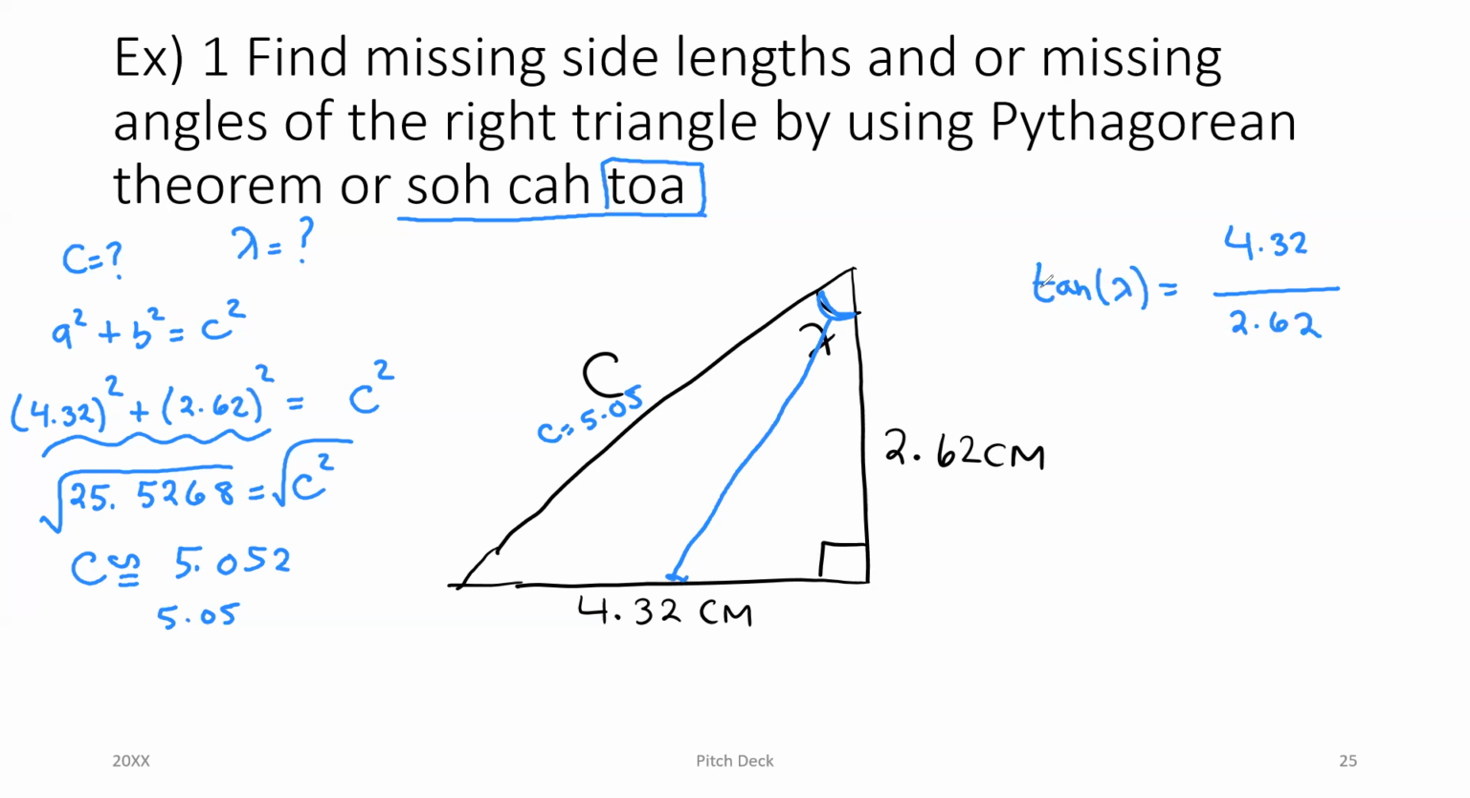So I have to get rid of this tan. So how do you get rid of that tan? By taking the inverse. So multiply both sides by tan inverse. Okay, so on the left side, this cancels. So you're left with lambda, which is what we want. And then on the right side, you're left with tan inverse of 4.32 over 2.62.